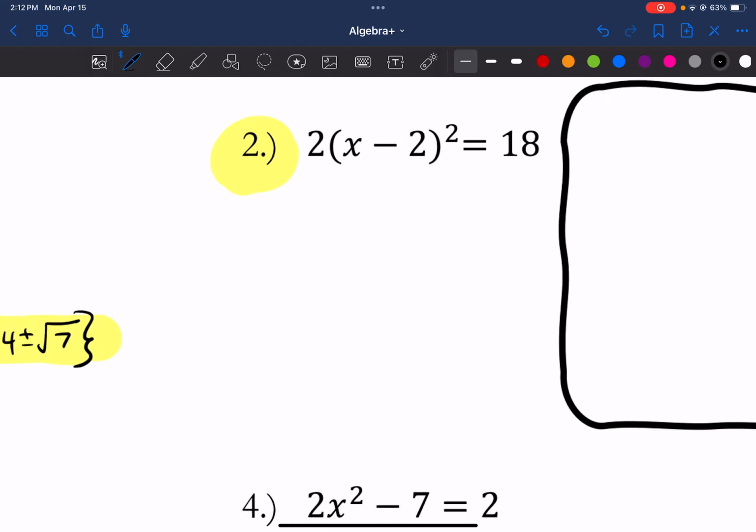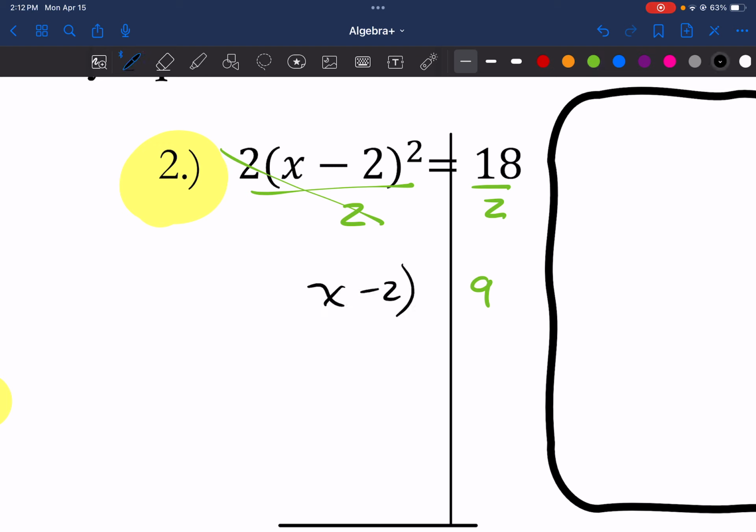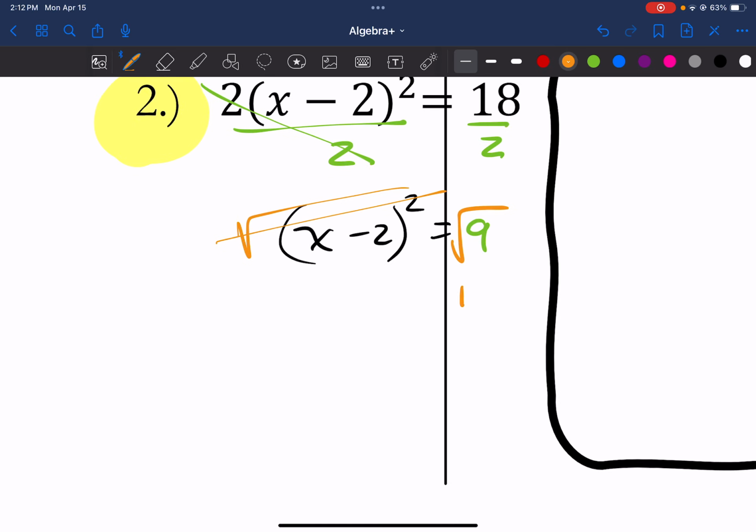But let's try number 2, because this is where it's like, whoa, hold on, I can do the math here. So, as we just did in problem number 1, we're going to do the same thing. We're going to get rid of what's on the outside and divide by 2. I'm left with x minus 2 squared equals 9. I'm going to take the square root, and I actually can take the square root of 9. I get a positive negative 3.